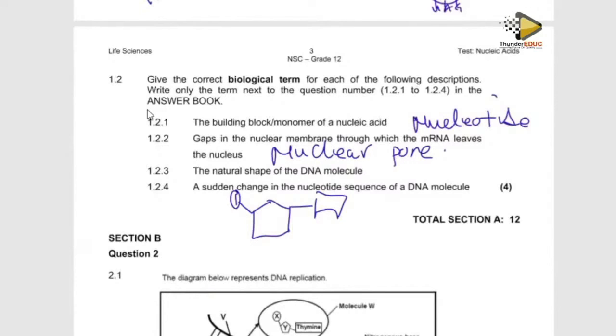Then the natural shape of DNA. Many students will say double-stranded. It's wrong. It's not double-stranded. They are looking for the natural shape of DNA, which is double helix. We call it double helix. That's the answer we want. Nothing else. Double helical is not correct. We're supposed to say double helix. Is it helical? No. We want double helix.